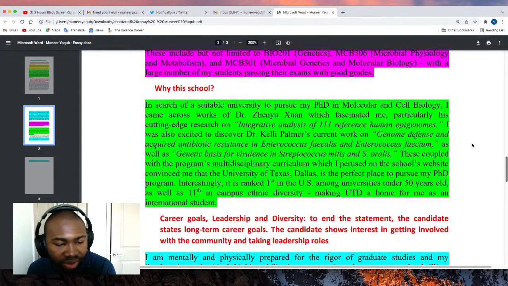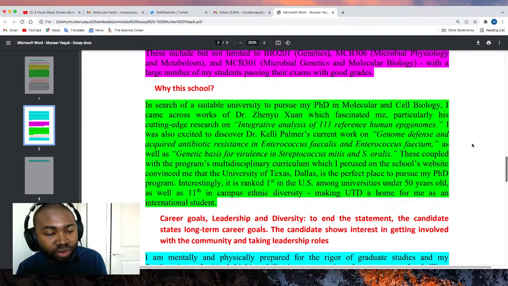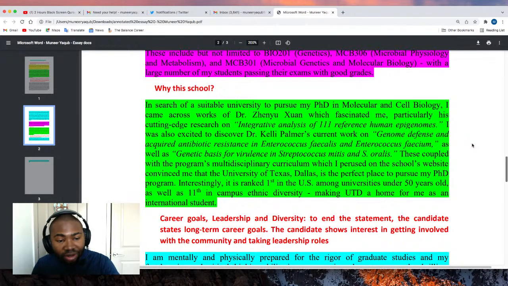Admission committee members always have that at the top of their minds: are you applying because you could not get admission into other schools, or do you particularly want to come to our school because you see something there? What do you see in our school that makes you want to come? You have to put this in your SOP. So I said, in search of a suitable university to pursue my PhD in molecular and cell biology, I came across the works of Dr.